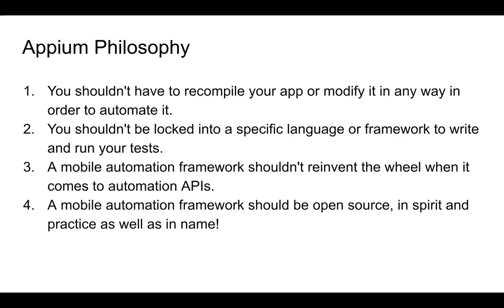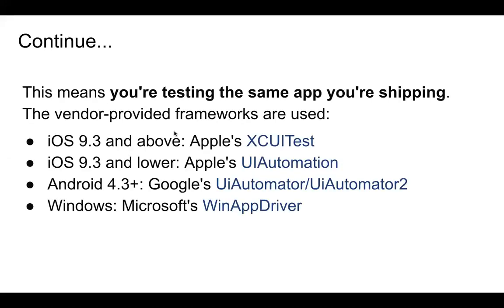So the Appium automation framework should be open source in spirit and practice as well as in name. So yes, it's open source, and if you want to change anything, just get the latest code from GitHub, and you can modify it or contribute to the open source Appium GitHub repository as well. Okay, so coming to the first point that I made, right?